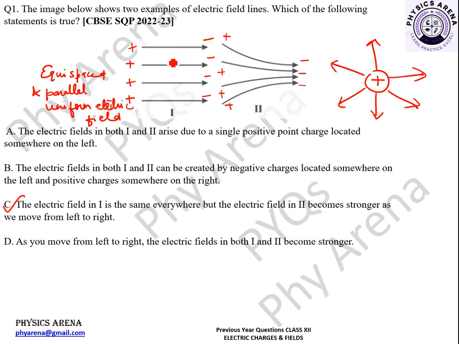So in case 1, the field lines are equispaced and parallel, they are uniform. So they are not changing when we are moving from positive to negative side or from left to right. But in case 2, they are becoming stronger when we are moving from left towards right. So this statement is not true. Only statement C is true, and that is the answer for this question.